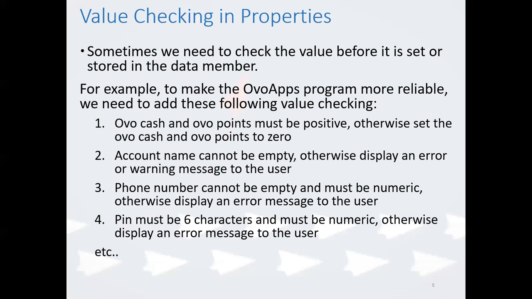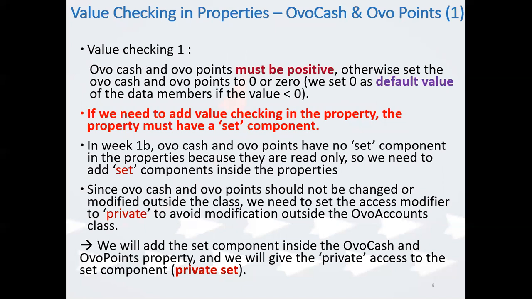Now, account name cannot be empty. For example, when we create a new account object, we can check whether the account name is given. If it's not given, then we can display an error, and so on and so forth. Pin must be 6 characters, and so on. That's another example.